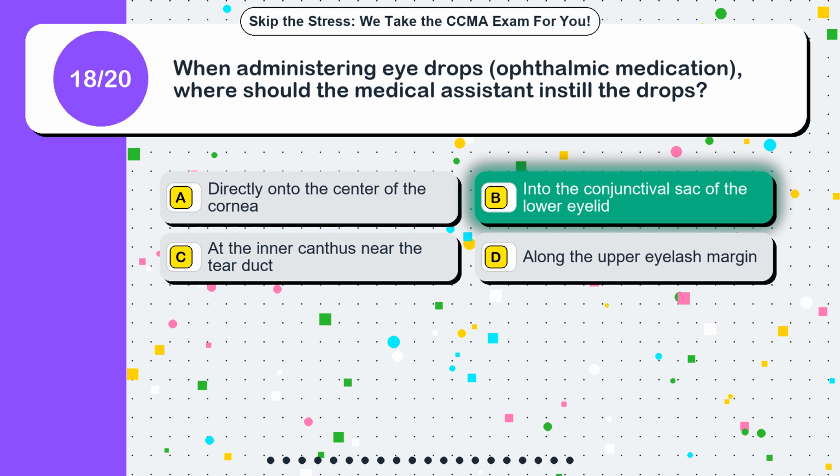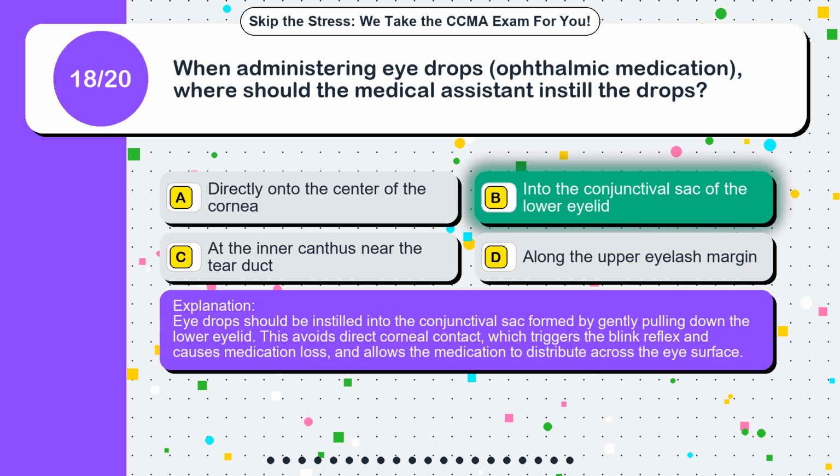Into the conjunctival sac of the lower eyelid. Eye drops should be instilled into the conjunctival sac formed by gently pulling down the lower eyelid. This avoids direct corneal contact, which triggers the blink reflex and causes medication loss, and allows the medication to distribute across the eye surface.